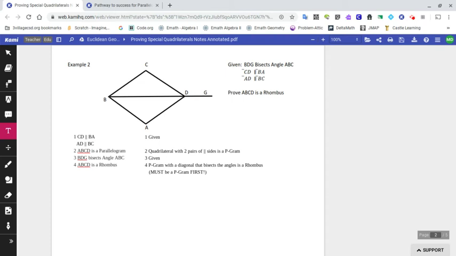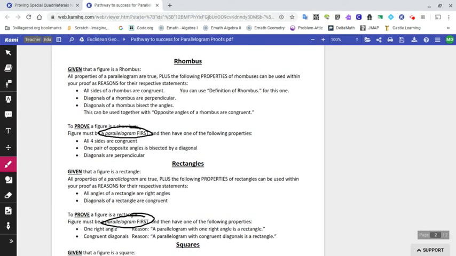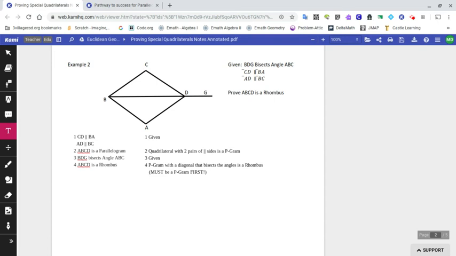Now BDG bisects angle ABC. There it is, the property of a rhombus. Here it's a parallelogram first, and one pair of opposite angles is bisected by a diagonal, so that makes a rhombus. I just went straight to that. Since it bisects the angle, ABCD is a rhombus. A parallelogram with a diagonal that bisects the angles is a rhombus. It must be a parallelogram first. Just remember that.